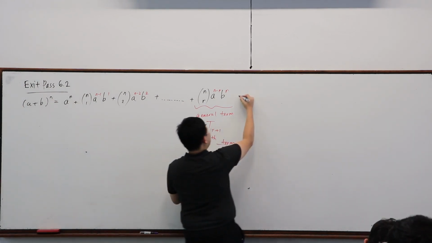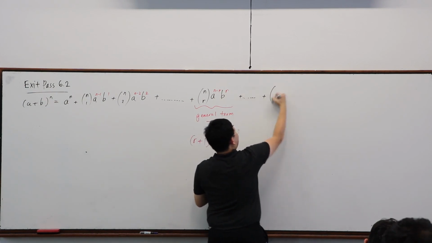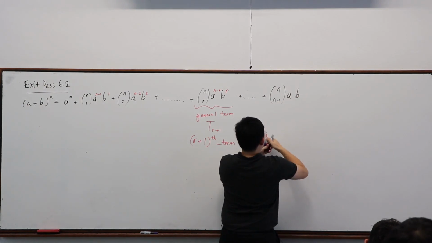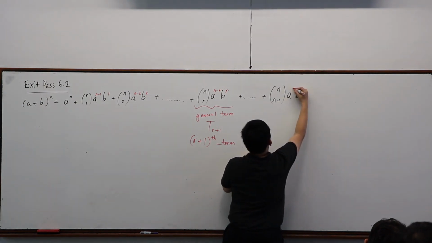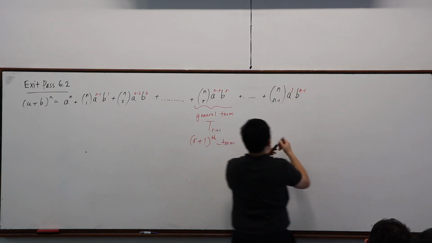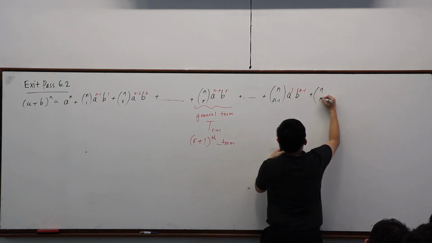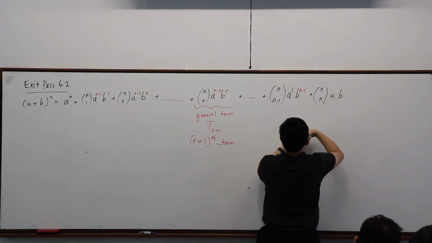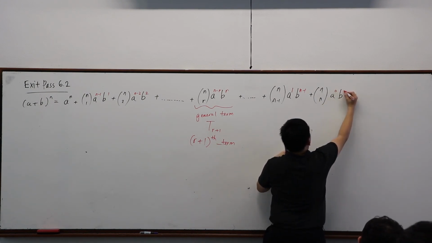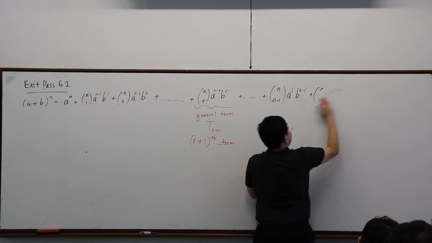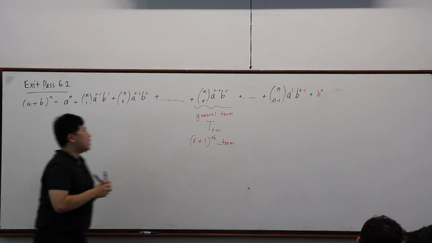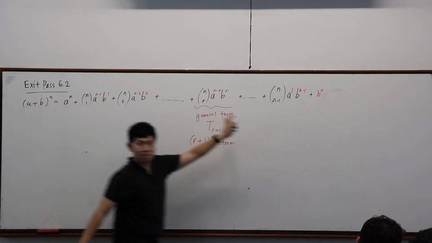Then we continue. Then we have n choose n−1 of a and b. By this time, the power of a will drop to 1 and the power of b will go up to n−1, plus the last term, n choose n, with a and b: a to the power 0, b to the power n. But we can rewrite this as b to the power of n, like the first term. Okay, so this is the expansion of the whole thing.